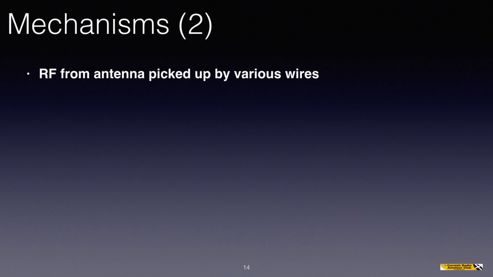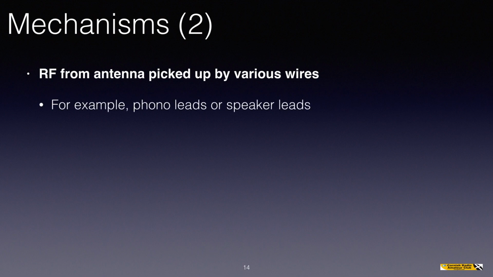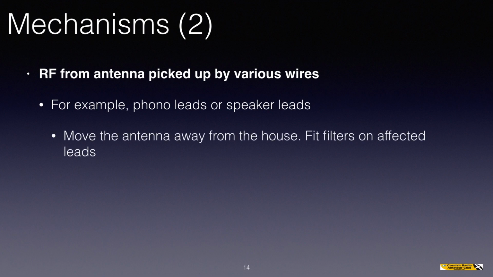The third one we're going to look at is RF from the antenna picked up by various wires. And in the previous example, we cited phono leads or speaker leads. Now again, you can move the antenna away from the house, or you can fit filters on affected leads. And these filters are normally ferrite rings or clip-on ferrites, which we'll look at later on.